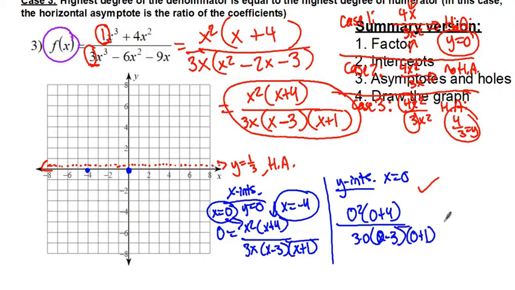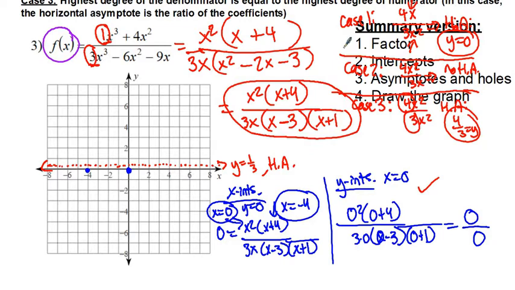So the top, 0 times 0 plus 4 is just going to be 0. And the bottom, it doesn't really matter because 0 on the top is going to seal the deal for us. But the bottom is also going to be 0. Okay, now that's a problem. 0 divided by 0, we can't do that. It doesn't work. You can't divide by 0 no matter what. So that means there are not going to be any y-intercepts.